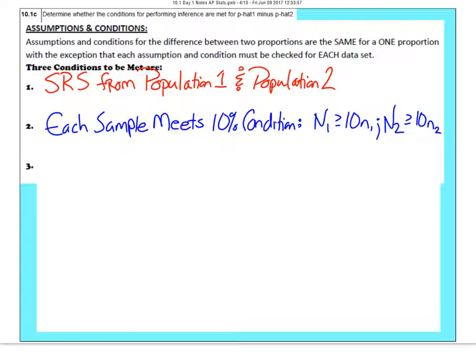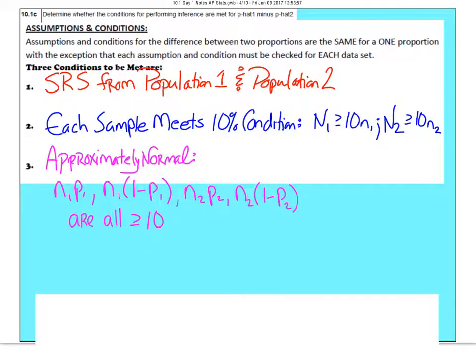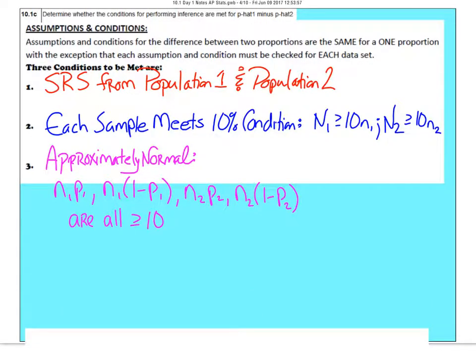For approximately normal, for proportions, again, same thing, nothing has changed, but we do it twice. We're going to identify the n times p and n times 1 minus p for the first sample, and then we're going to do it for the second sample. All four of these must be greater than or equal to 10, so make sure you show all four calculations.